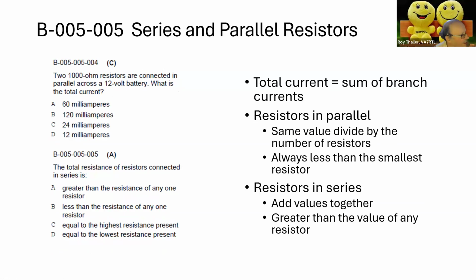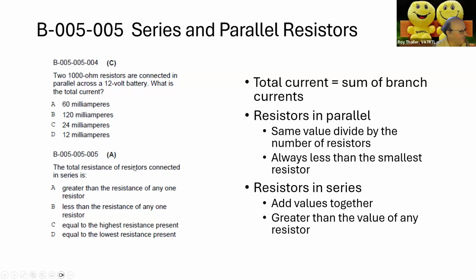2,000 ohm resistors are connected in parallel across a 12-volt battery. What is the current? So again, you have to take the 2 resistors in parallel. So that would be 1,000 divided by 2, that's 500 ohms and 12 volts. But remember, they want milliamps. So you're going to have to convert your answer into milliamps. So the correct answer is C.